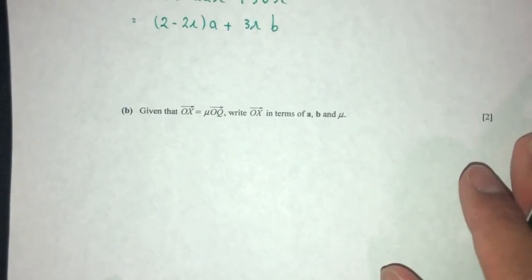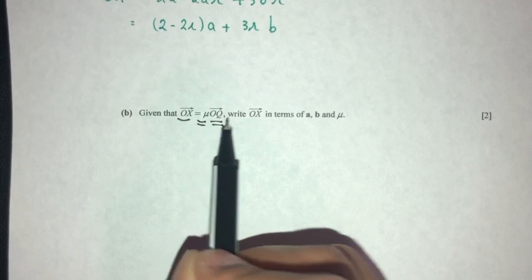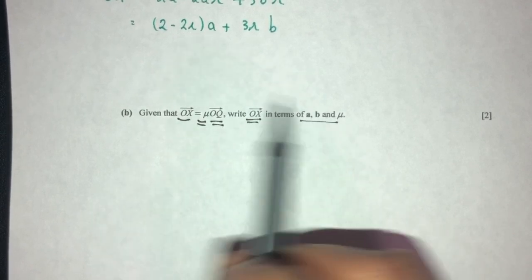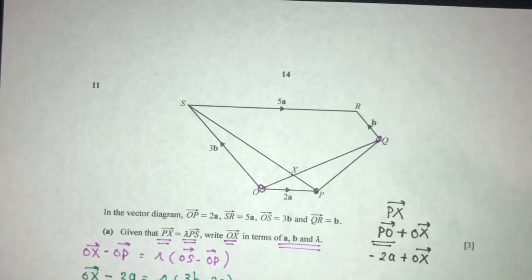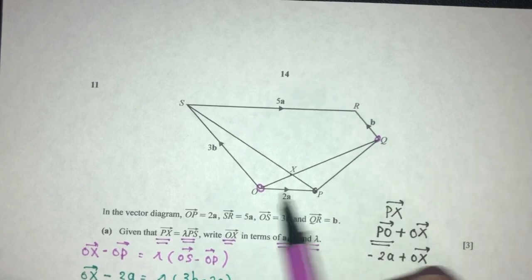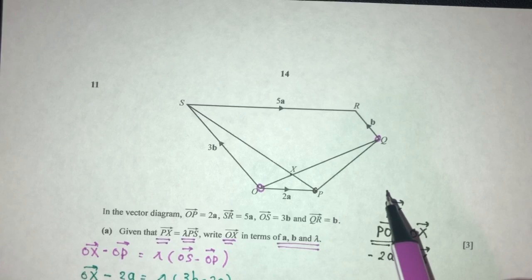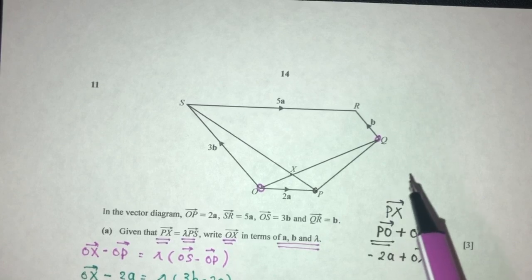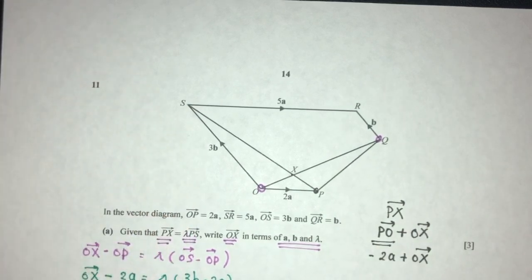Now for part B, given that OX is mu times OQ, write OX in the form of this. So what is OQ? OQ is from O going to Q. By observation, I can go from O to P if I want to, and then P to L. Well, it's not going to work out because I don't have anything here. Let me use something else. Again, the point is, I will solve this by using the diagram to help me out.